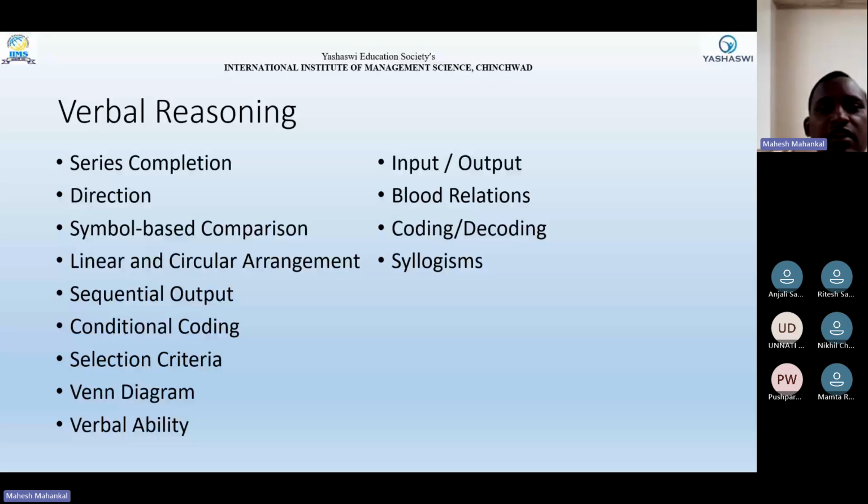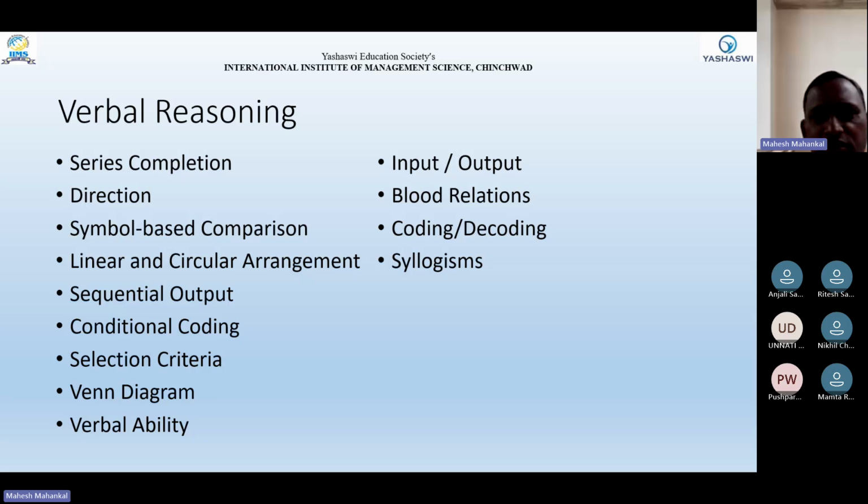These are all the chapters, or the points, and they are going to ask you one or two questions on each. From the series they will ask two questions, maybe on direction. We are not aware exactly what they're going to ask you, but this is the syllabus. Firstly we will see series completion.